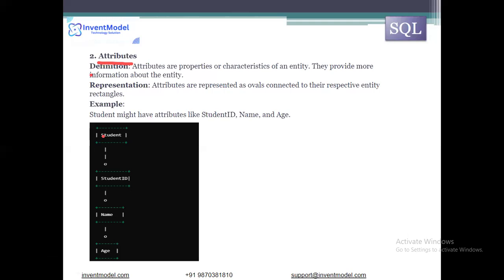So there is an entity and there is the attribute. The visualized representation of this form is the data in an oval. Oval shows the attribute. Sorry, I said it the opposite way. Student ID is the attribute of student, and name is the attribute of student, and age is the attribute of student. Okay, these are the attributes.